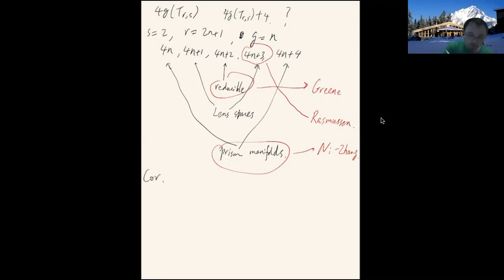So if you focus on this special case, then we can show that 4n+1 is characterizing for T(2n+1, 2), unless n is equal to 5.